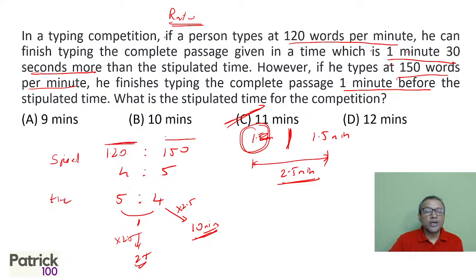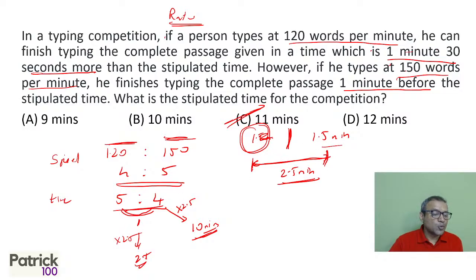Speed is 120:150 or 4:5. So time is inversely proportional. Time will be 5:4. If speed is 4:5, time is 5:4. Remember, more the speed, less the time. So the difference in the time is 1, but we know the difference in the time given in the sum is 2.5 minutes. Because this is 1 minute before, this is 1.5 minutes after.